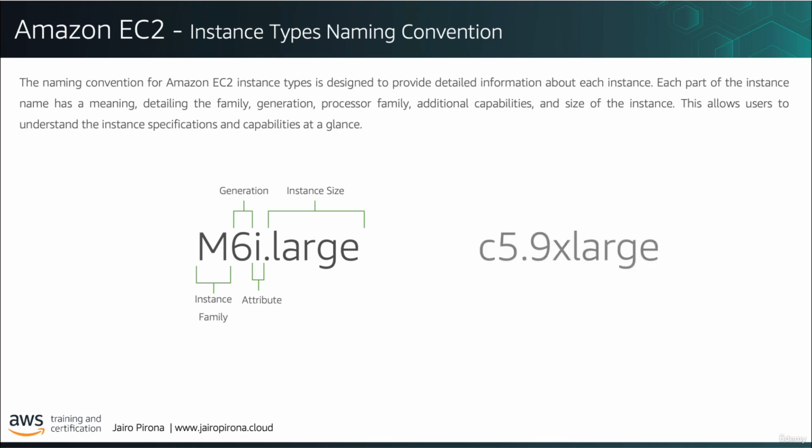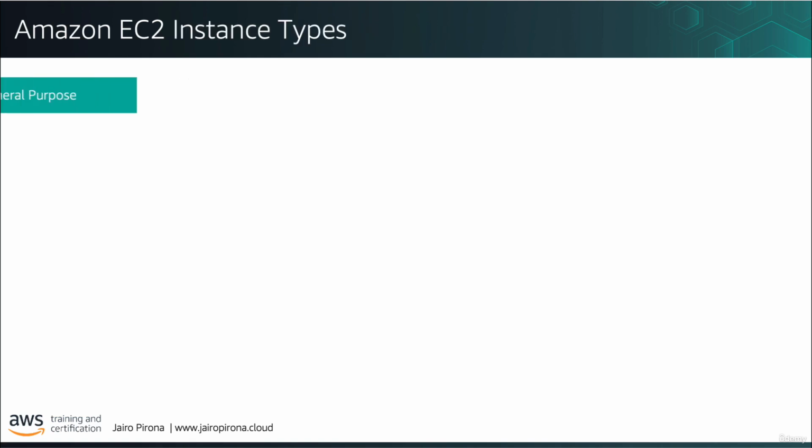Let's look at one more example, C5.9xlarge. The letter C represents the instance family, in this case compute optimized. The number 5 is the generation. This instance type has no attribute indicating additional capacity, and 9xlarge is the size of the instance. In this case, it provides 36 vCPUs and 72 GB of RAM. Now that we know this important detail, let's look at the families of instances available.